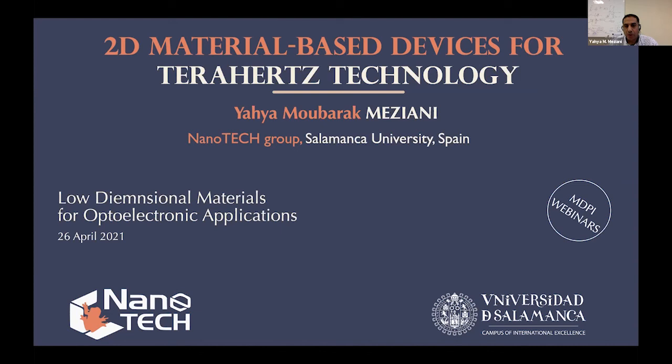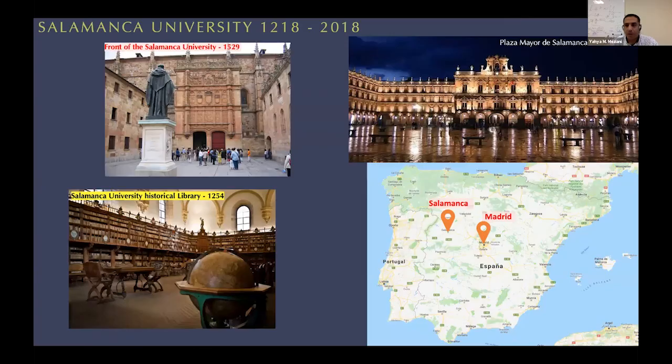I belong to the nanotechnology group at the Salamanca University. Salamanca University is one of the oldest universities in Europe, and I think it is the oldest university in Spain. It was built in 1218. We are about 200 kilometers from Madrid, as you can see from the map here, and about 100 kilometers from Portugal. There is a lot of history in this city. One of them is the Plaza Mayor, which was constructed in 1726 and is one of the famous plazas here in Spain.